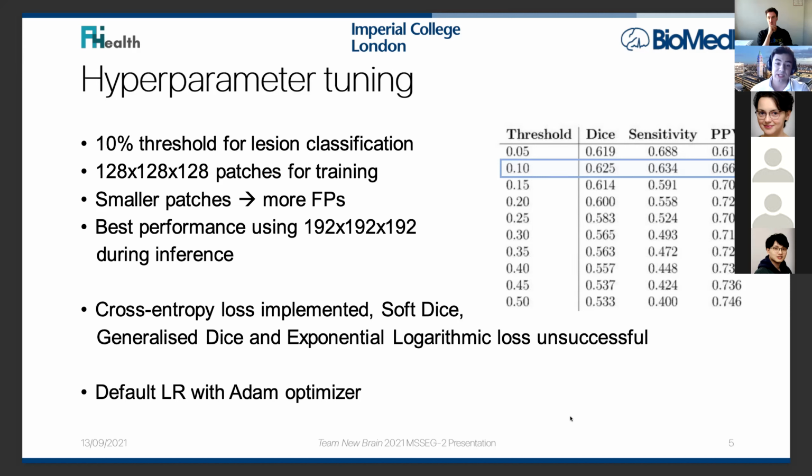As the threshold was decreased, the sensitivity increased. However, the positive predictive value decreased due to an increase in false positive segmentations. But given the trade-off, we selected a final threshold of 10% for the pipeline. We used 128 by 128 by 128 patches for training, however, used a tiling strategy of patches of 192 during validation and testing. And we saw that using a larger patch decreased the number of false positives which occurred in the final segmentation output.